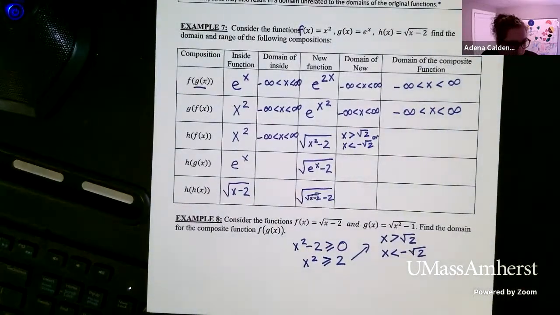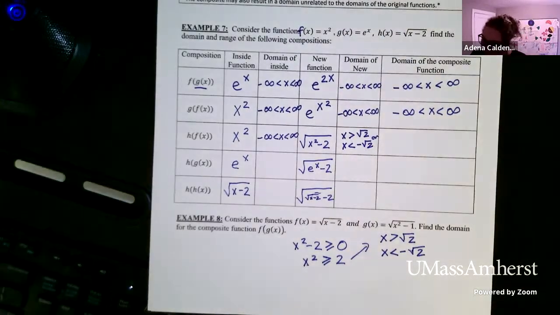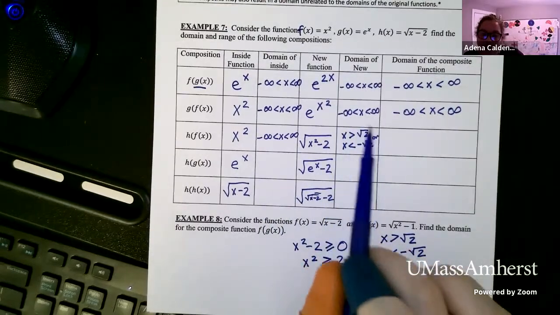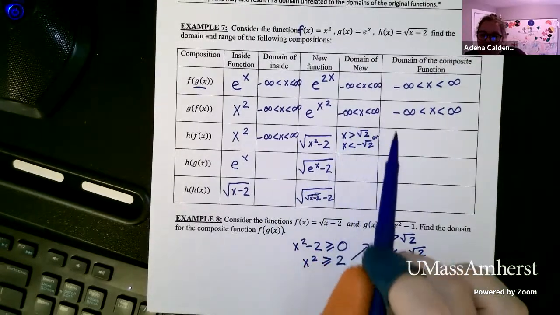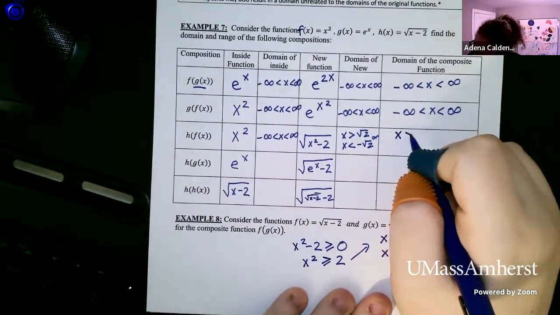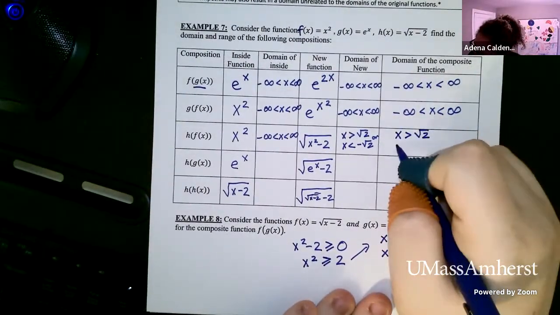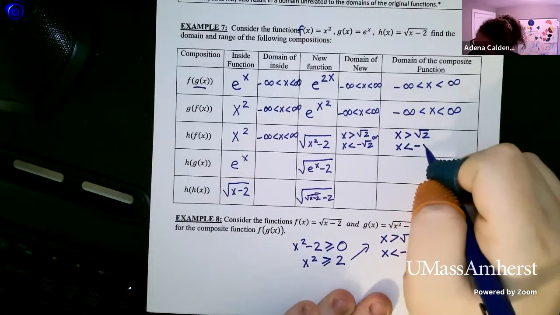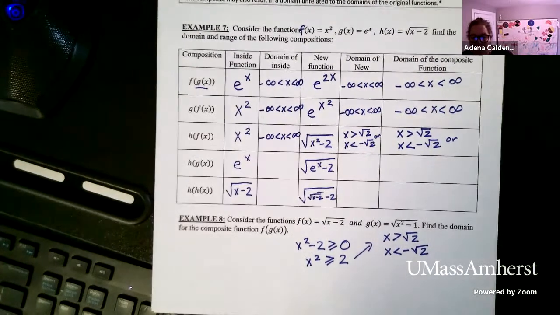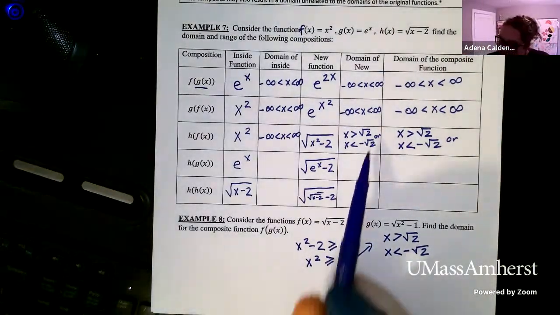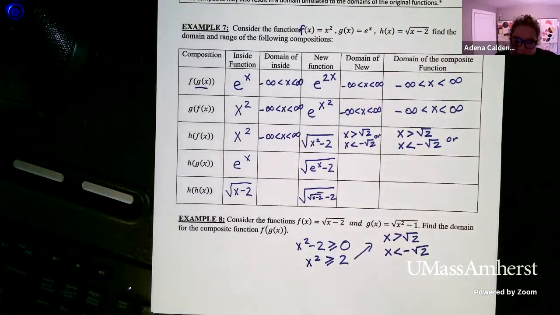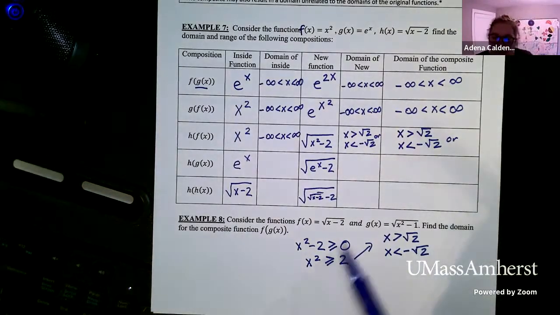Okay, so as long as that happens, we are good to go. Comparing these two domains, clearly this one is more restrictive. So that means that the composite domain is that x is greater than the square root of 2 or less than negative square root of 2. Okay, that's our domain for this one. We can see that the domain of the new one is more restrictive, which is typically the case: the new domain ends up being more restrictive.